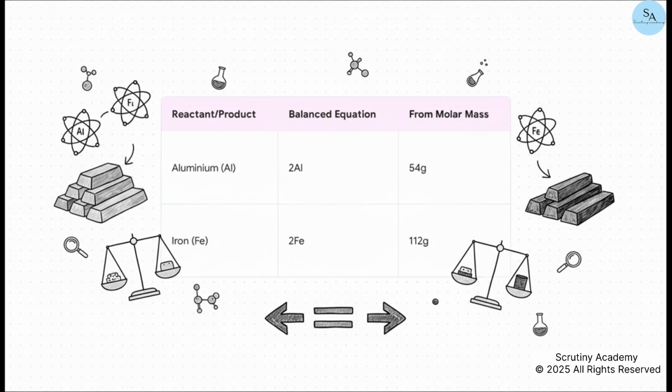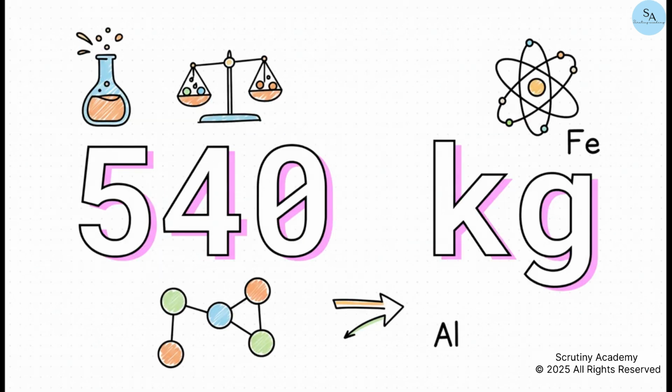See those big 2s in front of the aluminum and the iron? They tell us that for every 54 grams of aluminum we use, we are guaranteed to get exactly 112 grams of iron. It's a fixed chemical promise. And once we have that fixed ratio, the math becomes pretty simple. If we want 1,120 kilograms of iron, a quick calculation shows us we need exactly 540 kilograms of aluminum.